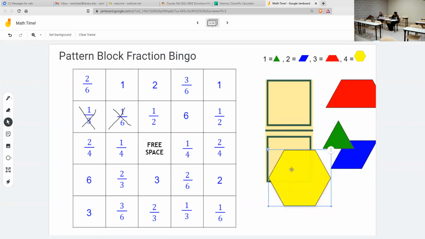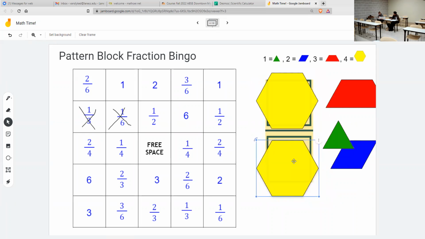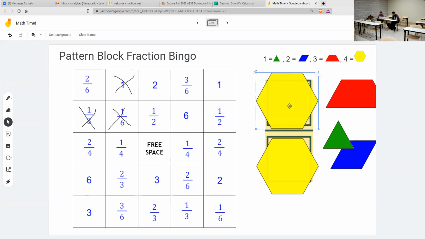Two 4s. So if I have one of these and another one of them, how big is the top compared to the bottom? A whole. Any fraction with the top and bottom the same is equal to 1, because the top is 1 of the bottom. Doesn't matter if I flip it this time.